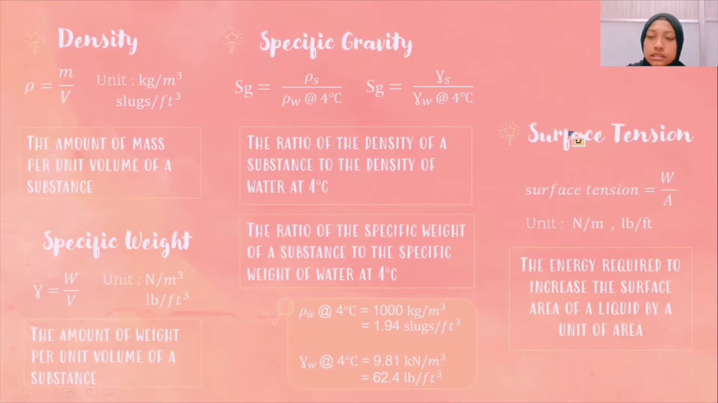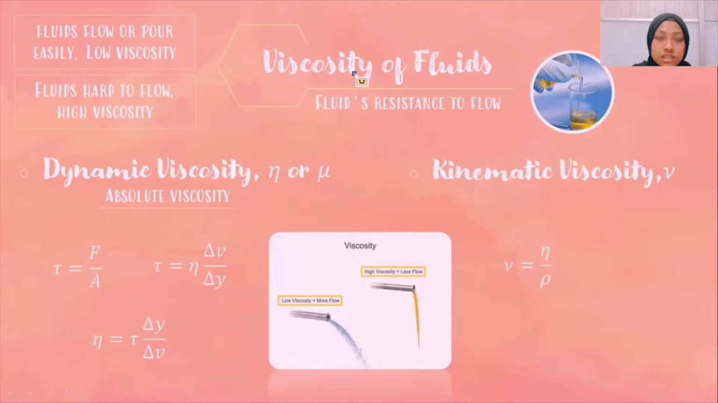The fourth property is surface tension. Surface tension is the energy required to increase the surface area of a liquid by a unit of area. The formula for surface tension is equal to work over area, and the unit is Newton per meter or pound per feet. I will explain more about surface tension later. Okay, the next property is viscosity. Viscosity is defined as a fluid's resistance to flow. As you can see here, if the fluid flows or pours easily, it has low viscosity. If the fluid is hard to flow, it has high viscosity.